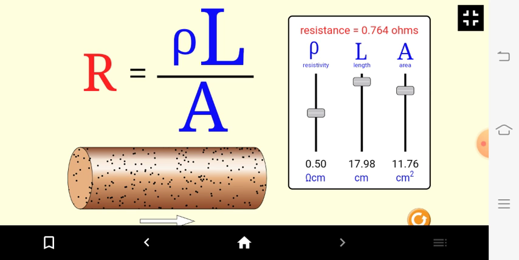Since many students were absent during the lecture, I am recording it once again. You can also download this app and check how resistance depends upon length and area of cross section. So, check this one out.